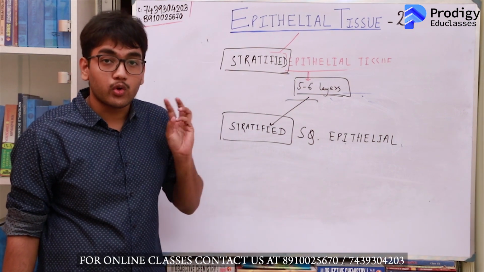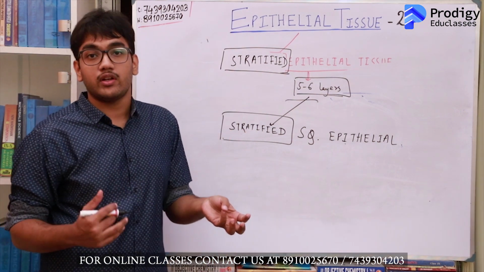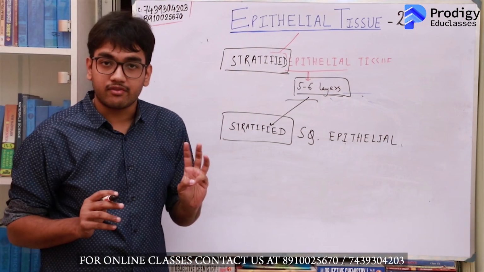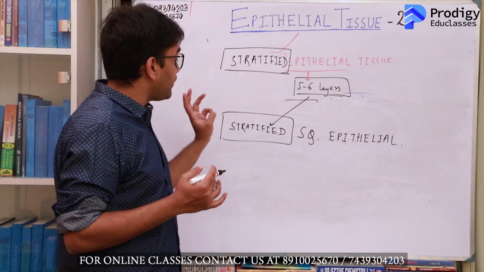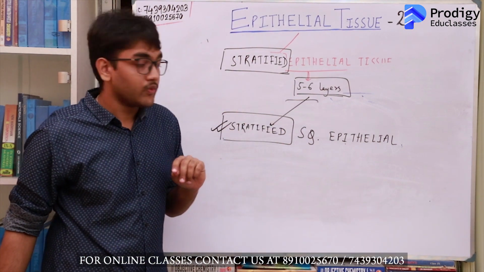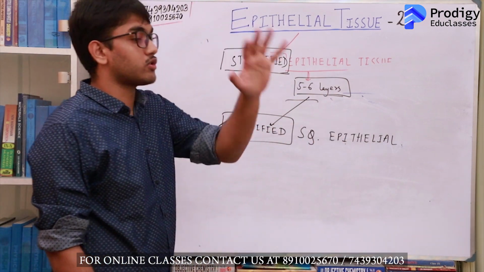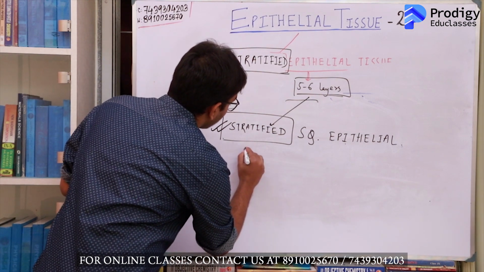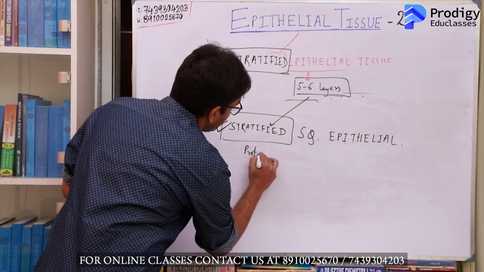So whenever you need protection, somewhere where there will be injury, where there will be friction, one layer is not enough. You need more than one layer. You will need 5 to 6 layers. Hence you will need stratified epithelial tissue. So stratified squamous epithelial tissue will be present in all of the areas where there will be necessity for protection.